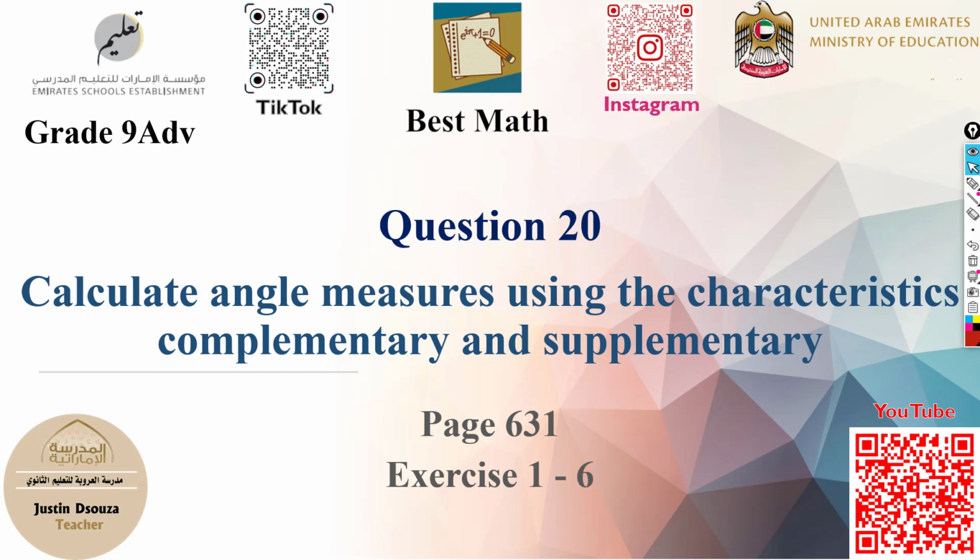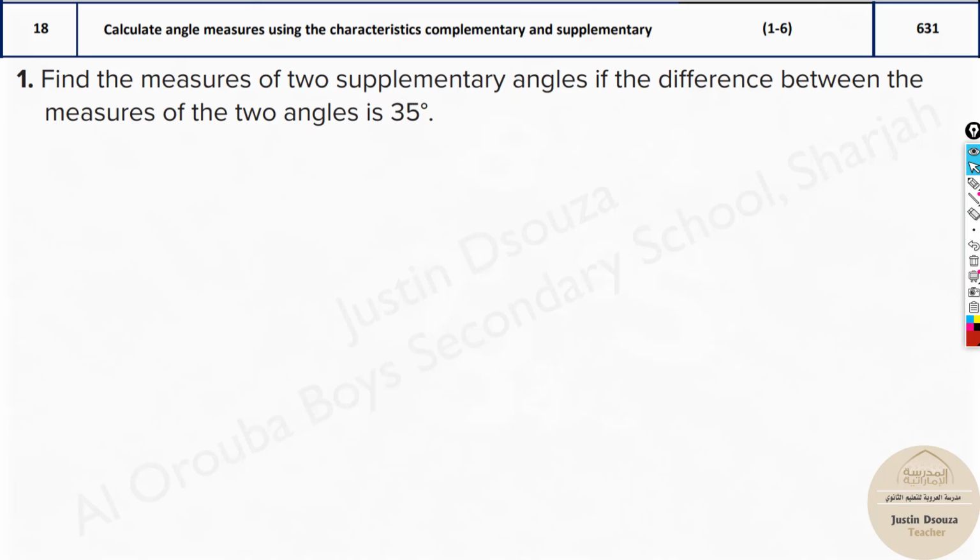Question 20 is to calculate the measure of angles for which the angles are supplementary or complementary. Let's read the question. Find the measure of two supplementary angles if the difference between the measure of two angles is 35 degrees. Now, they have not told us anything about the measure of the two angles, but they have just told supplementary and their difference.